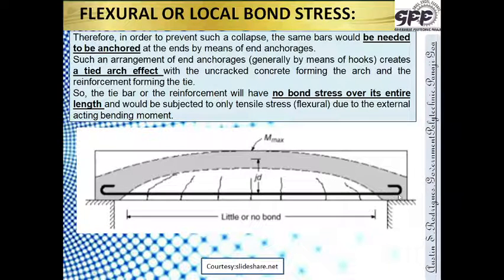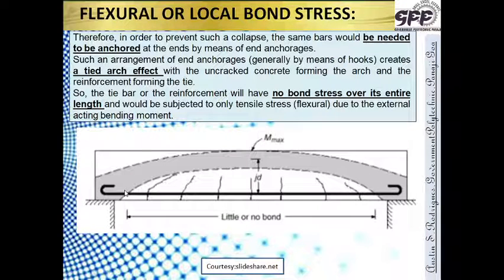Now such an arrangement of end anchorages, with this tying over here, creates a tied arch effect. There is an arch over here which is tied at the bottom. The tied arch effect, with the uncracked concrete forming the arch and the reinforcement forming the tie. Can you see this? Uncracked concrete forming the arch and the reinforcement forming the tie.